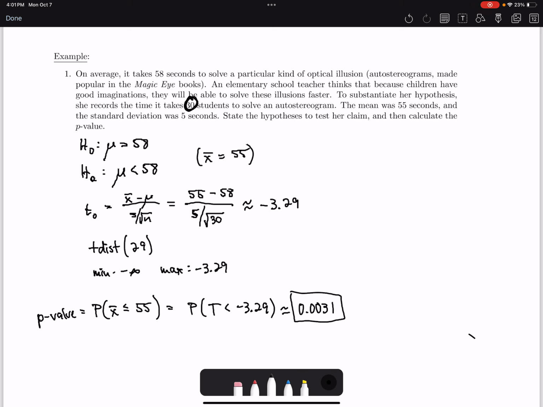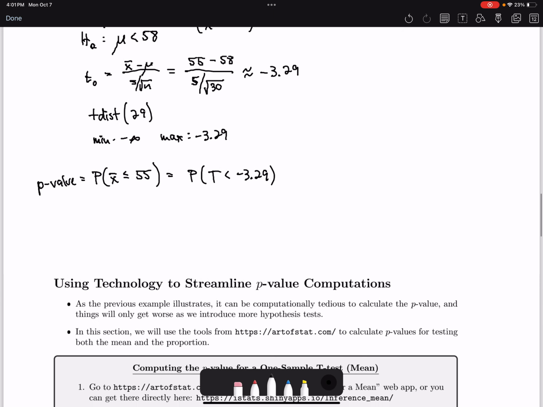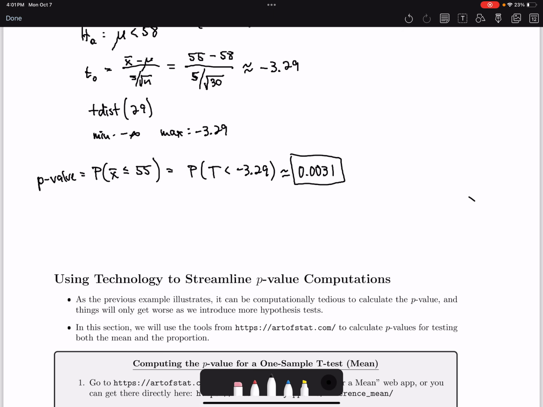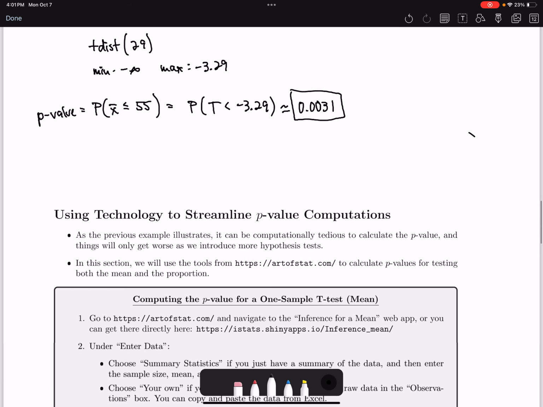So that's how we would compute the p-value on a situation like this where we don't know what the population standard deviation is, which is most of the time the case.